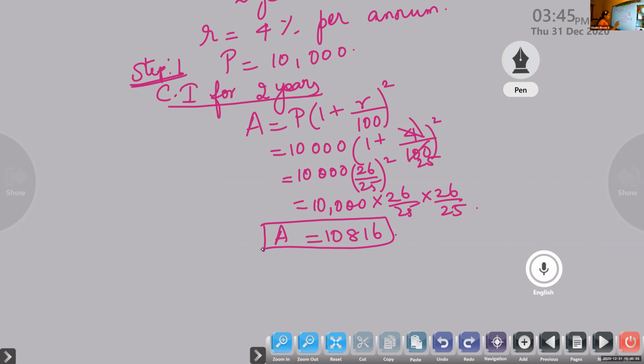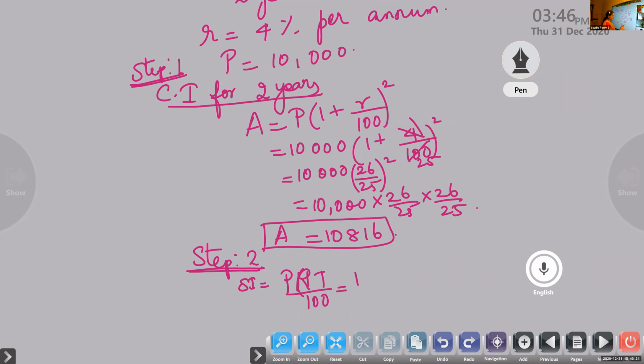So what do you do? We will be taking this amount. This is the second step. Whenever the year is not fully complete, then for the left out months we will be finding the simple interest. So what is the formula for the simple interest? P into R into T by 100, isn't it?